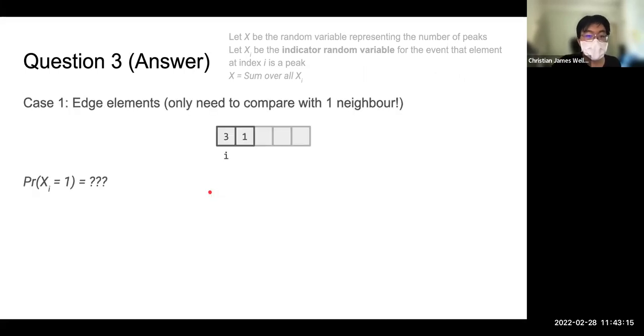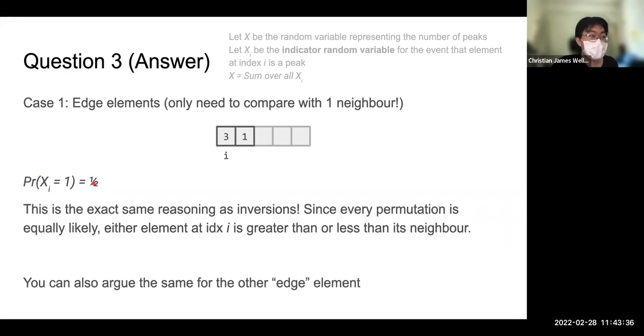Okay, so what's the probability for the edge elements? If xi is an edge element, specifically for i equals 1 and i equals n, basically the two ends, what's the probability of xi being 1? Hopefully you can see that this is almost identical to the previous question. It's half, because you only focus on these two elements, and because every permutation is equally likely, it's either that this element is greater or it's smaller. You can argue the same for the other edge element, so the probability is half for both.